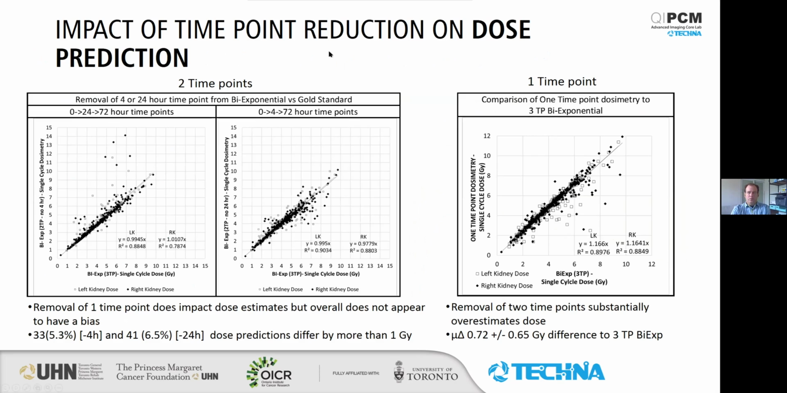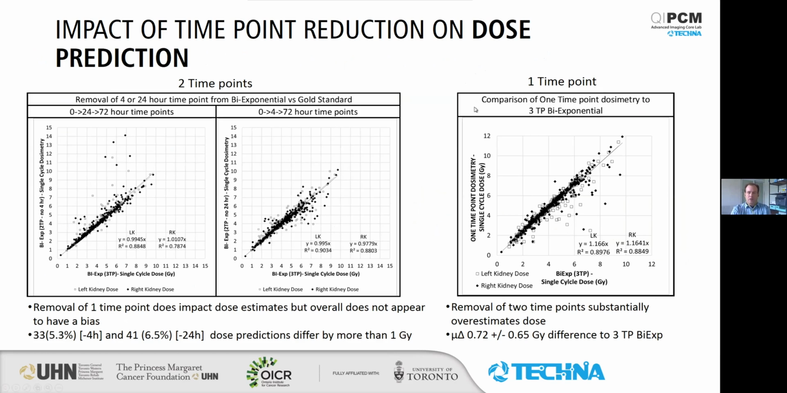So now we come to the results of this study. In this slide, we look at the impact of removing either the 4 or 24-hour time point while applying the simplified bi-exponential fit, as well as removing both the 4 and the 24-hour time point and just using the 72. We didn't include the effects here of removing one time point from the single exponential fit, as it wasn't successful at producing comparable results to the bi-exponential.